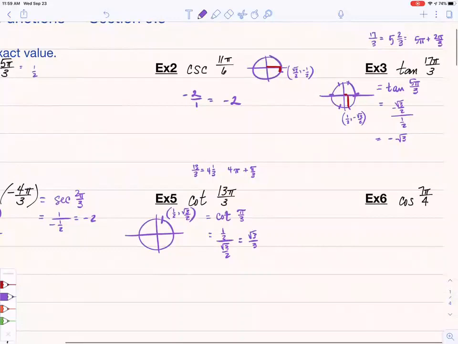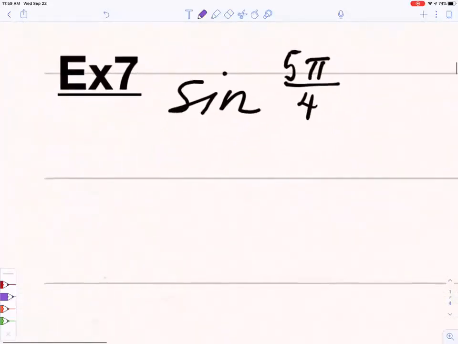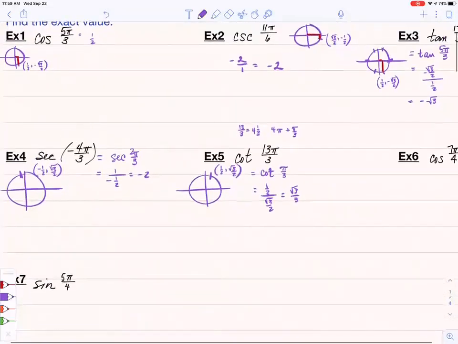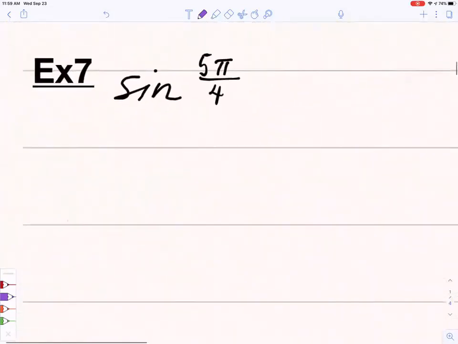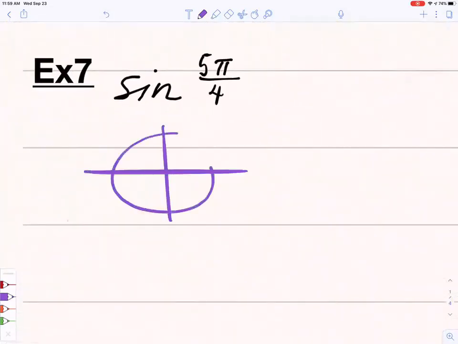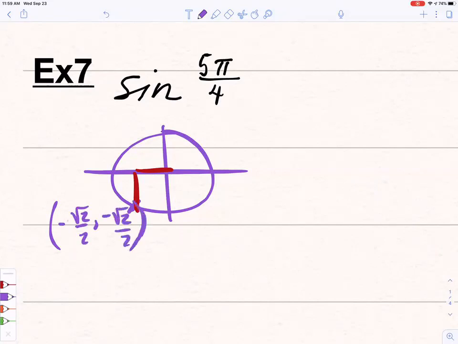I've already done a cosine. Let's do, have I done a sine? No, let's do a sine. So where's 5 pi over 4? Middle of the third quadrant. Coordinate. Negative root 2 over 2. Sine value. The y value, yep, negative root 2 over 2.